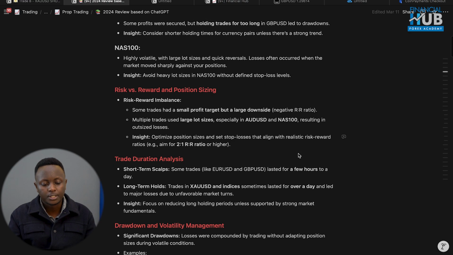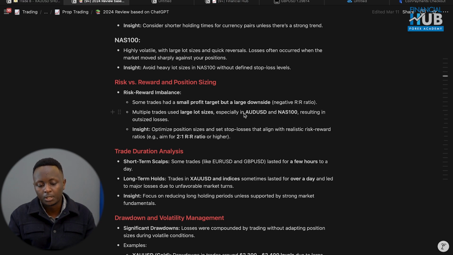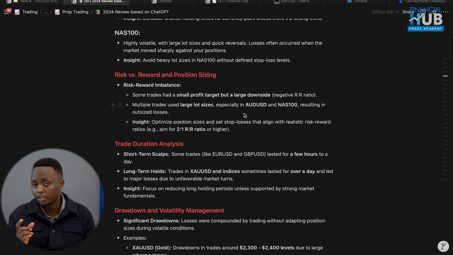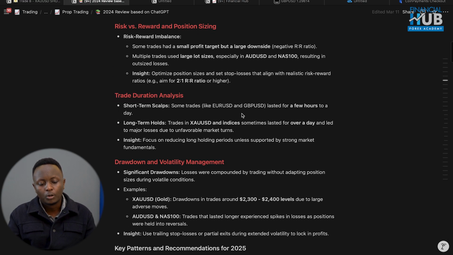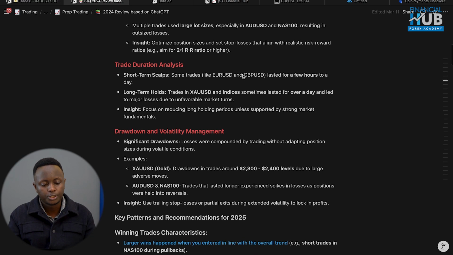Risk reward and position sizing. Some trades had a small upside but large downside. For example, that's the relationship that I had on a market like gold. I had about 3, 4, 5 losing trades, which are quite big. I think I'll even show you the specific trades. When gold was breaking out, I lost about, I think, $4,000, $5,000, $6,000 on those trades. And then optimize position sizes and set stop losses that align with risk reward ratios.